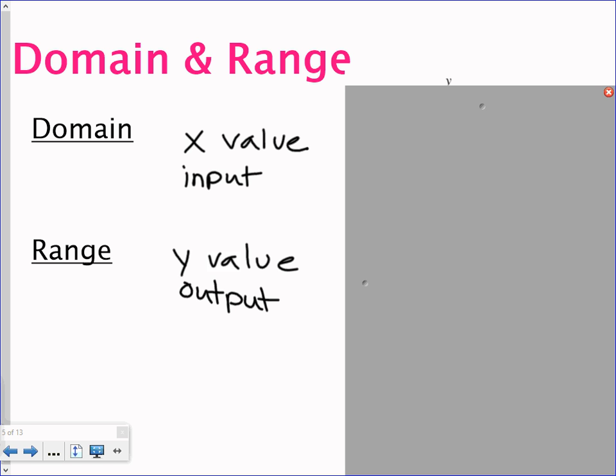I interchange between both of those. So I talk about x and y's. I also talk about inputs and outputs. What I like about x and y is it kind of tells you where you would be looking on the graph. So if you're trying to determine the domain of a function, you're looking along the x-axis, that's left and right. If you're trying to determine the range of a function, you're looking along the y-axis, up and down, where you see your graph.